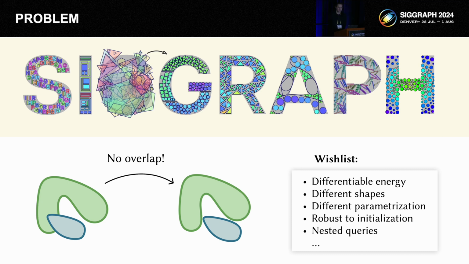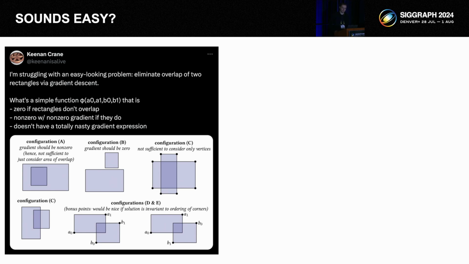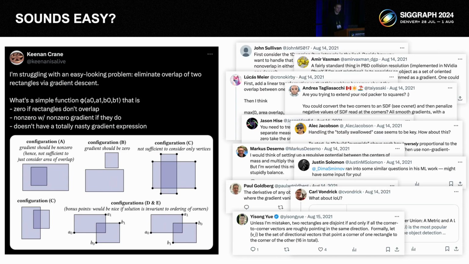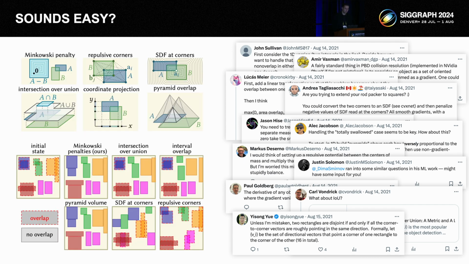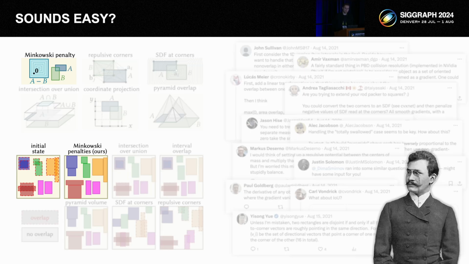So it may sound like a simple problem, but even just for rectangles, we posed this problem publicly and got a lot of responses with many nice ideas for how to define such an energy. But it turns out that all of them either fail for some specific initial configuration of states, or they don't generalize beyond rectangles, or they are just not practical to compute. So instead, in this work, we propose a method based on Minkowski differences, which works for all of these initial states with rectangles, and also generalizes to other shapes.